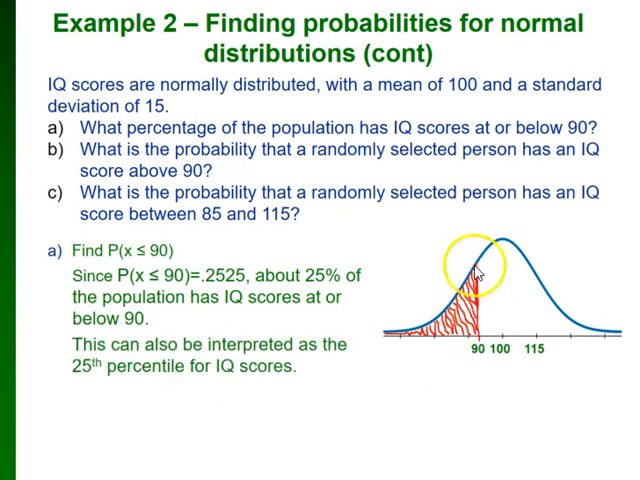Since we're looking at a less than or equal to situation, we could also interpret this as the 25th percentile for IQ scores. 25% of IQ scores are at or below 90.